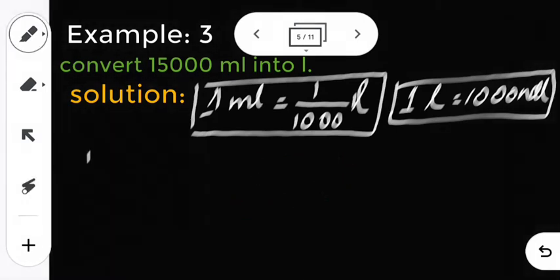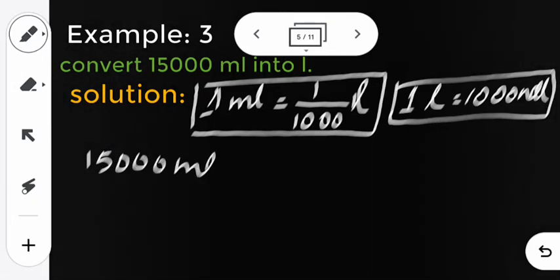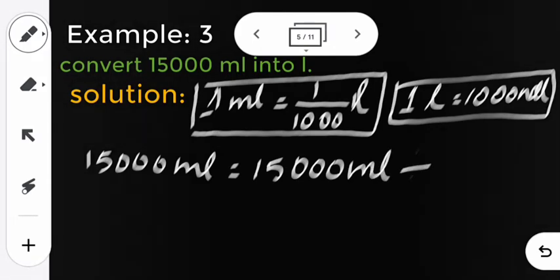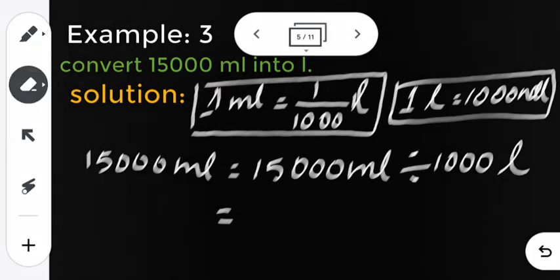Okay, now 15,000 milliliter equal to 15,000. This milliliter you are dividing by 1000. So once you divide by 1000, it will become liter. So 15 divide by this one. So this milliliter I will rub it.